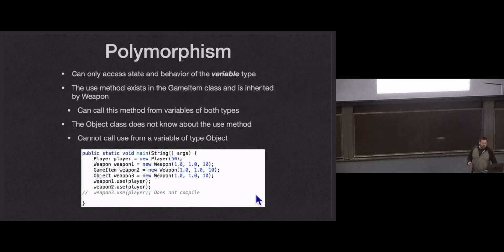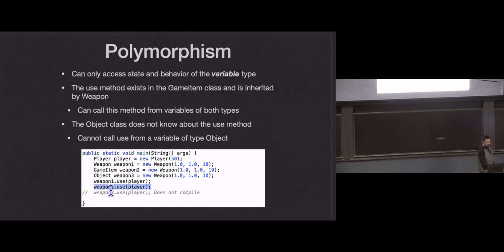And this applies to the whole type hierarchy. No matter where you are in the hierarchy, if that object knows about the method being called, then it can be called. So the use method is defined in the GameItem class. So I can call that through a variable of type GameItem, perfectly fine. GameItem defined the method. Of course it knows about it.